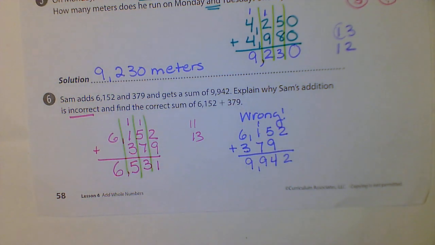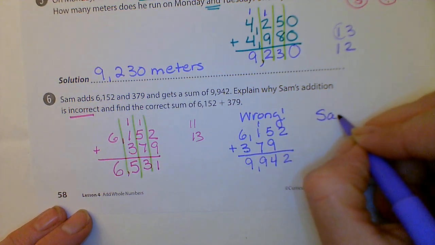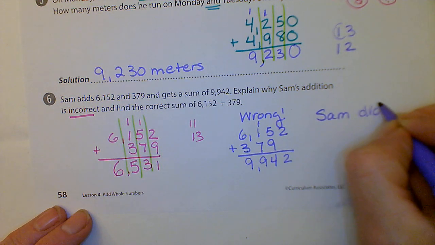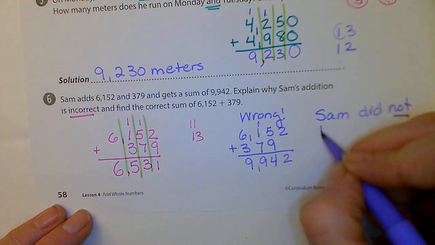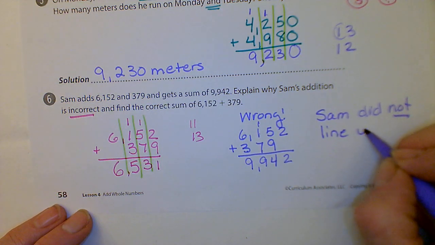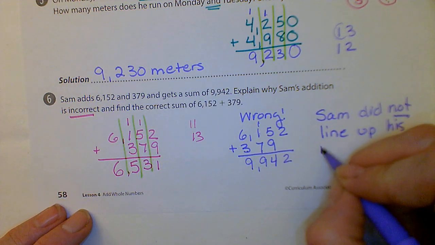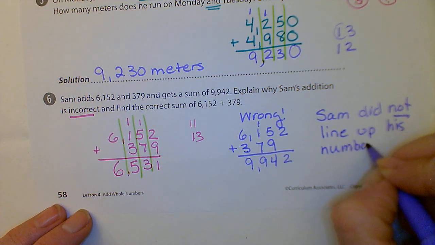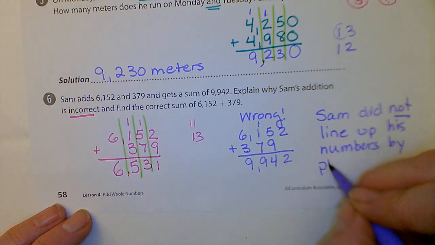Sam did not line up his place values carefully. Let's write that. Sam did not line up his numbers carefully. Line up his numbers by, let's say, by place value, because that would be what carefully means.